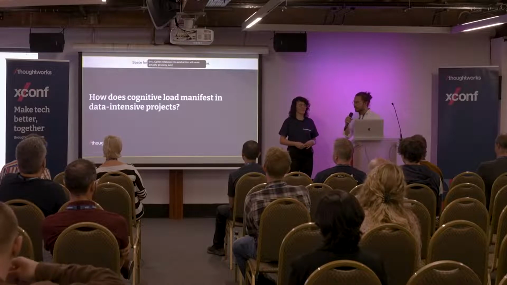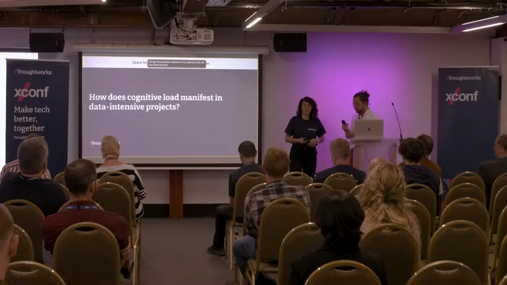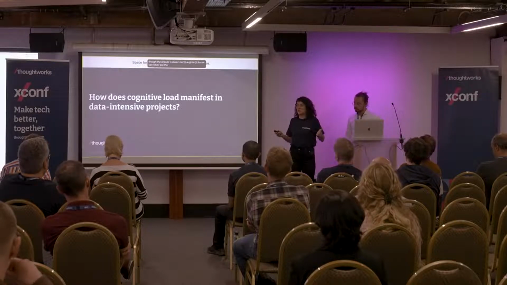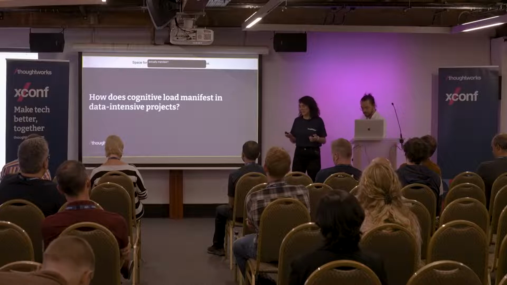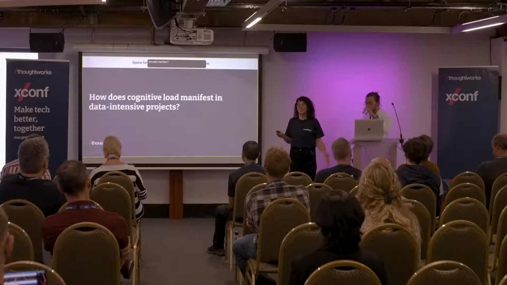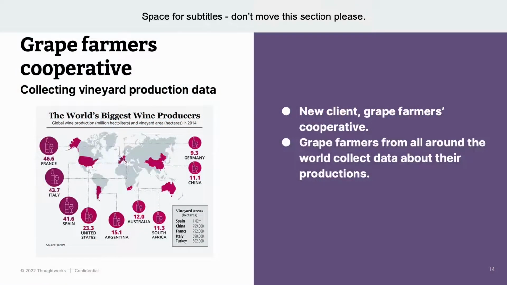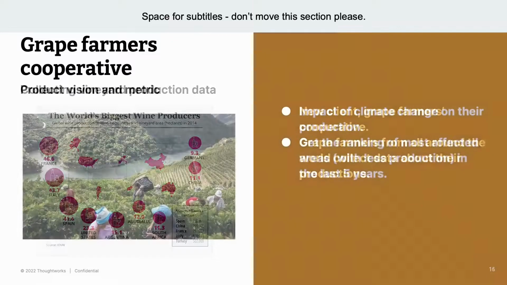So how does it actually manifest? Yes, so now we want to show you an example. Sorry in advance because it's not a real example. We came up with this hypothetical client. So let's imagine that there's a grape farm cooperative that has been collecting data for many years. They are a very state-of-the-art organization, and they want to use this information to make better decisions on, for example, how climate change is affecting their production.